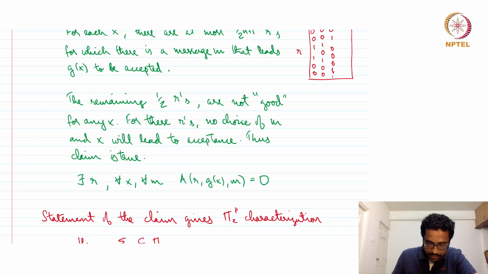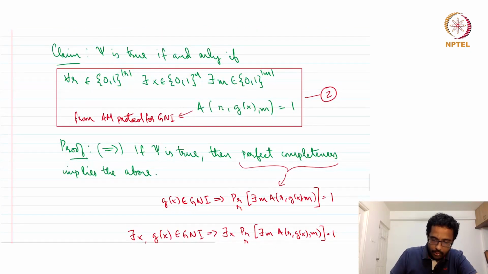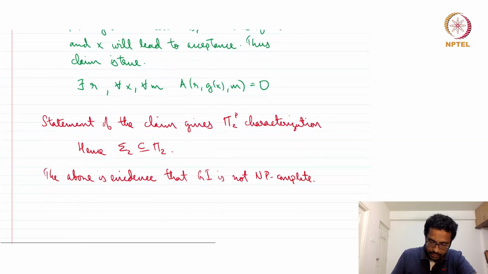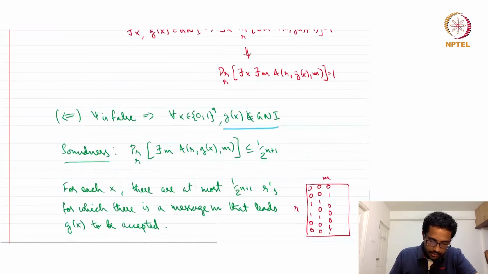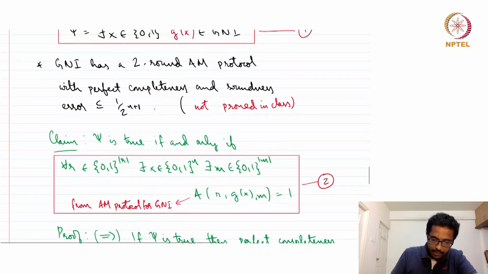So there exists r such that for all x and for all m, A(r, g(x), m) is not accepted, which is the negation of what I have written in box 2: for all r there exists... there exists r such that for all x and for all m, A(r, g(x), m) is equal to 0, which is what we have shown. So this is an equivalent restatement of psi.